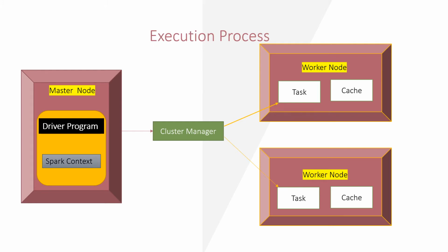More on this. Now let us understand the execution process. Spark applications consist of a driver process and a set of executor processes. So what is a Spark driver? So driver is a Java process which runs your main function. So how does the execution happen?